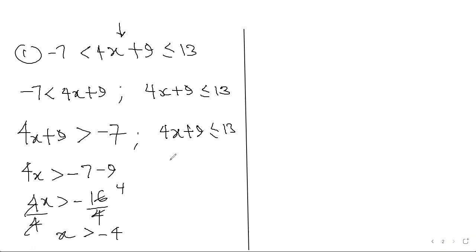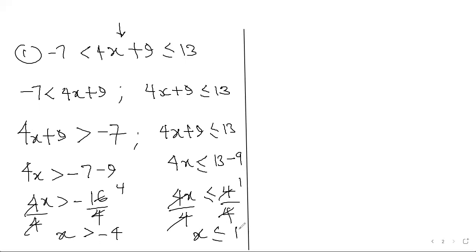Then the second part, 4x plus 9. I don't want to repeat that. So 4x will be less than or equal to 13 minus 9. 4x will be less than or equal to 4. Divide both sides by 4. Then x will be less than or equal to 1.